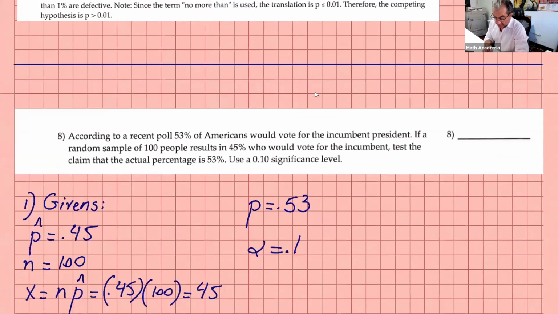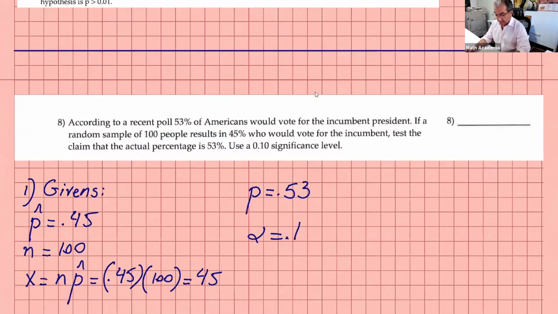Number 8, according to a recent poll, 53% of Americans would vote for the incumbent president. If a random sample of 100 people results in 45% who would vote for the incumbent, test the claim that the actual percentage is 53%. Use 0.1 significance level. Very important, "is" means equals.